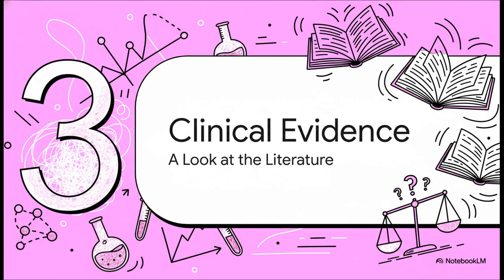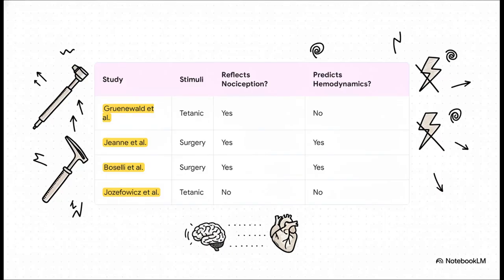And it's important to go into this with open eyes because the story the research tells is, well, a little complicated. So this table gives us a great snapshot of some key studies, and a really interesting pattern starts to emerge. When the researchers used real-world surgical stimuli, like in the Jean study with laparoscopy or the Boselli study with laryngoscopy, the results were pretty consistently positive. ANI went down with nociception, and it was able to predict when hemodynamics were about to change. But when they used artificial stimuli, like a tetanic shock, the results got a lot more conflicted.